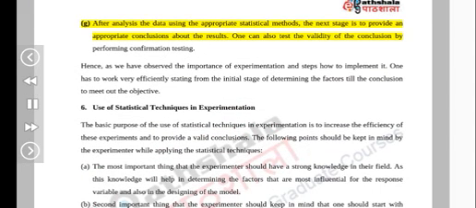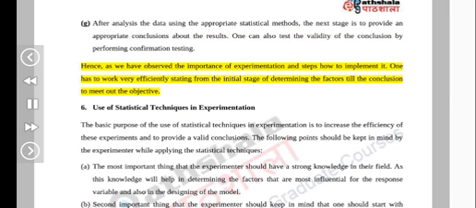G. After analyzing the data using the appropriate statistical methods, the next stage is to provide appropriate conclusions about the results. One can also test the validity of the conclusion by performing confirmation testing. Hence, as we have observed the importance of experimentation and the steps to implement it, one has to work very efficiently, starting from the initial stage of determining the factors till the conclusion, to meet the objective.